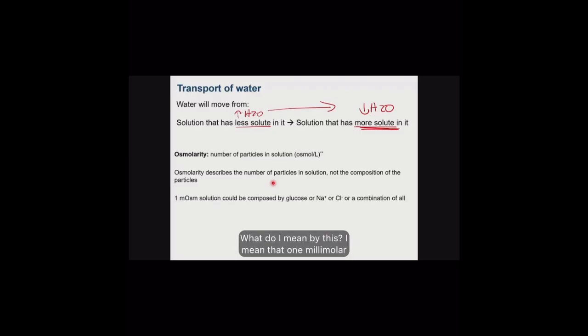What do I mean by this? I mean that a 1 milliosmolar solution could be composed of glucose or sodium or chloride or a combination of all. Whereas molarity refers to a specific chemical species, right? 1 millimolar glucose, right? But you can have a 1 milliosmolar solution in which you have glucose and sodium chloride in it. Does that make sense? So osmolarity refers to the number of solute particles dissolved in that solvent, so in solution. You don't care what the particles are, just the number of particles that are there, because the number of particles is what's going to create an osmotic pressure, and I'll talk about osmotic pressure in a minute.